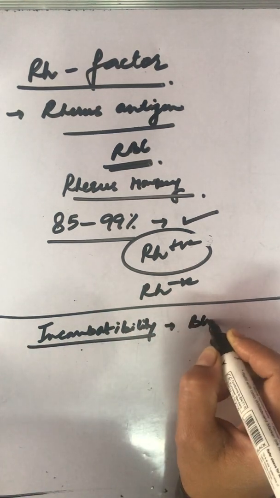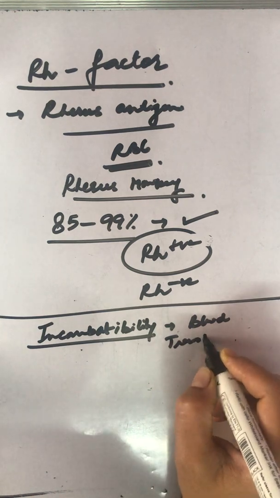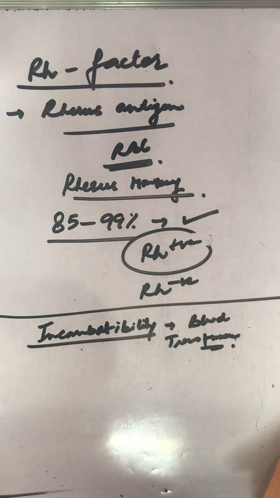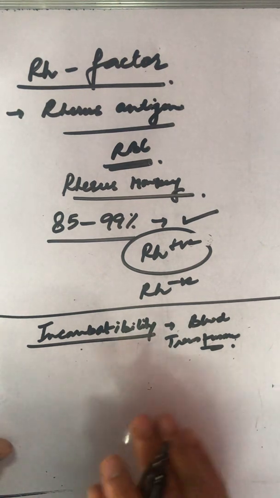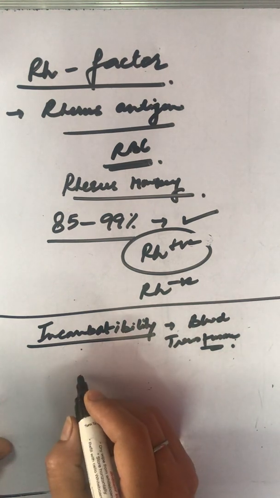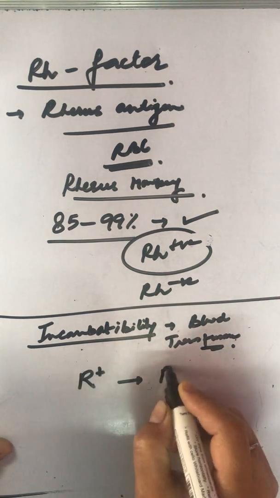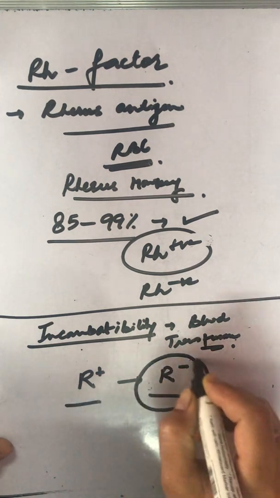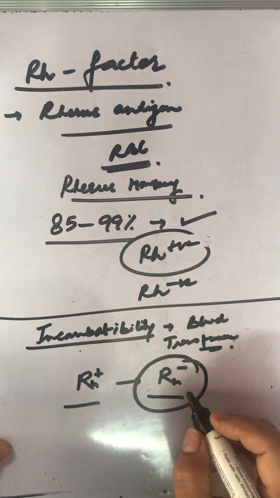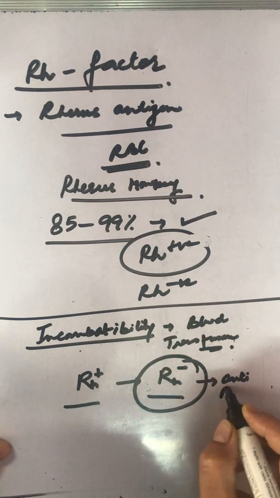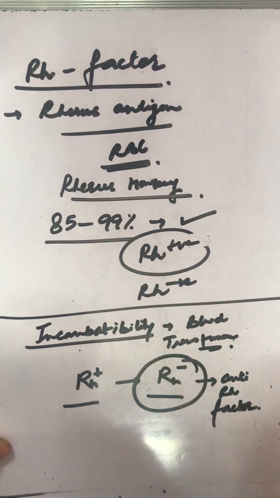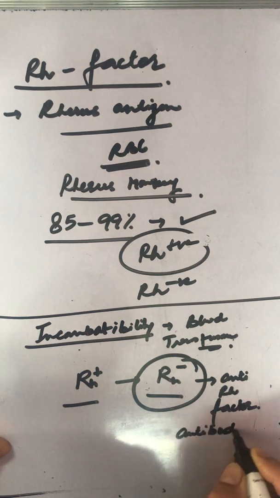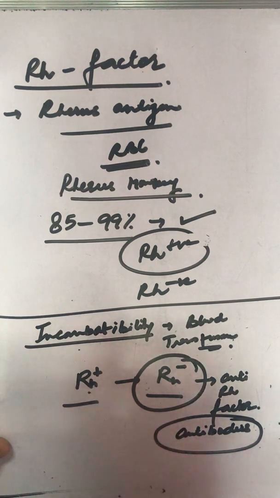Incompatibility arises during blood transfusion. Now, we are going to discuss a case of this incompatibility. When transfusion takes place, the first blood transfusion of Rh positive blood to an Rh negative person causes no harm. Why? Because the Rh negative person develops anti-Rh factor, or antibodies for this particular factor.